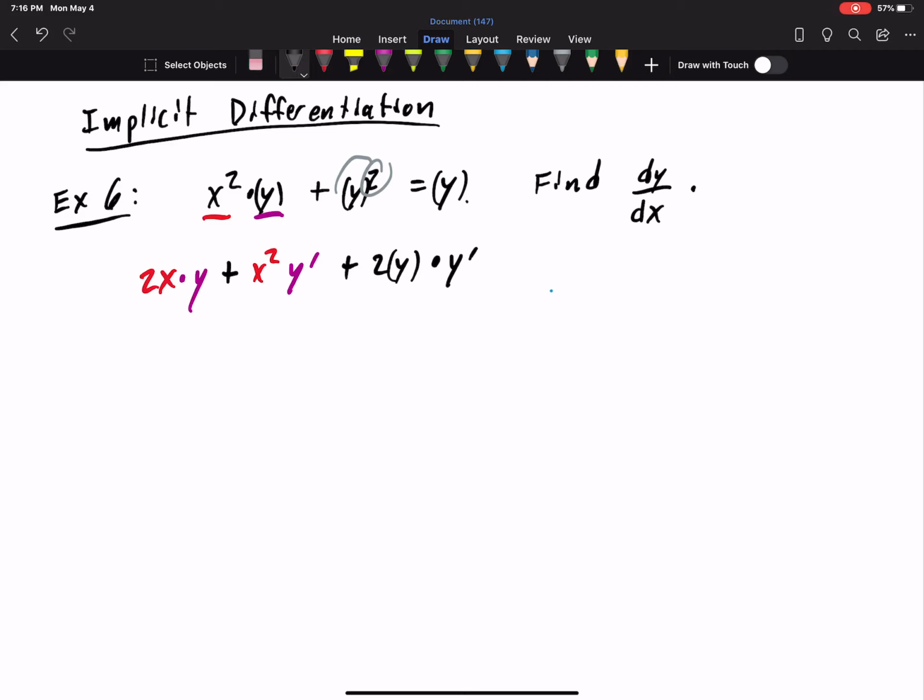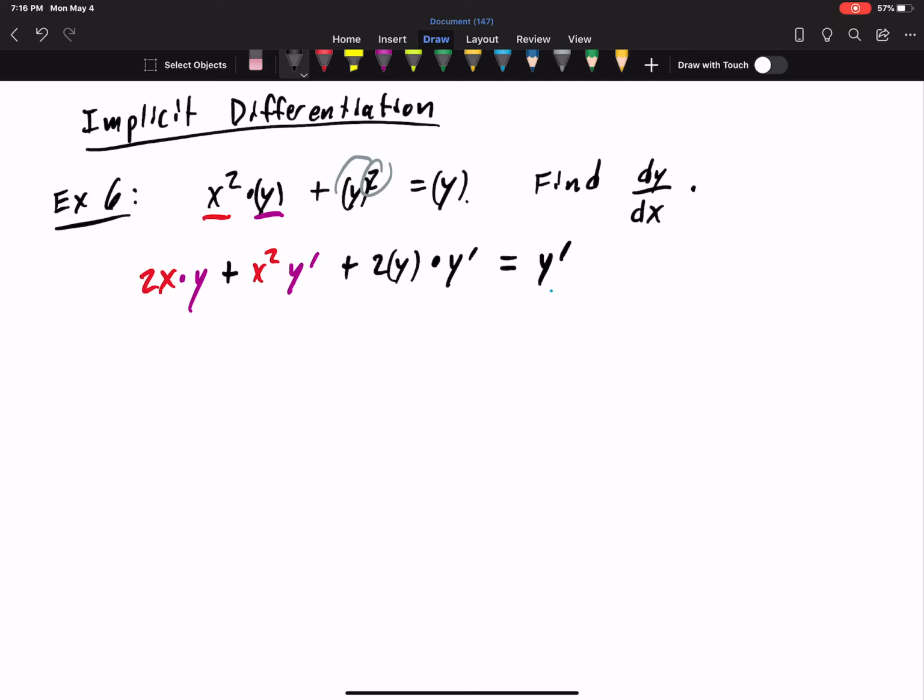Now on the right-hand side, what's the derivative of y? Derivative of y is y prime. Never forget it. All right, so we've completely derived both sides. We're in good shape now.